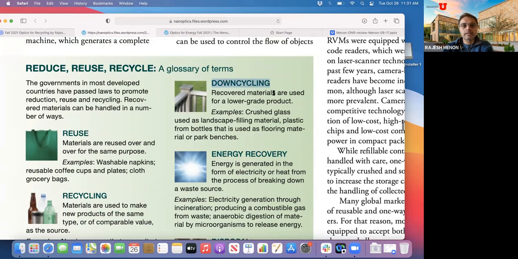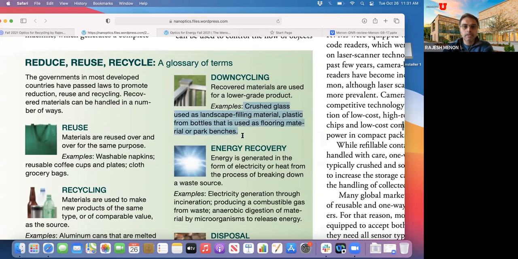Downcycling is another interesting term, where the materials are used for a lower grade product, so the price you can hope to achieve will be lower than the original product. Examples are crushed glass used in landscape filling material, and plastic from bottles used for flooring materials or park benches. I'm sure many of you are familiar with this.